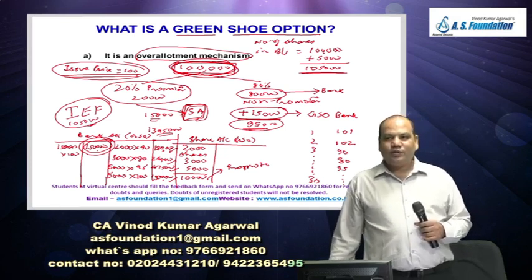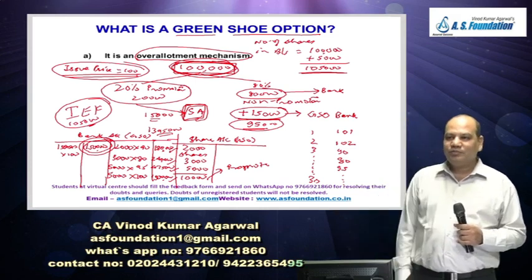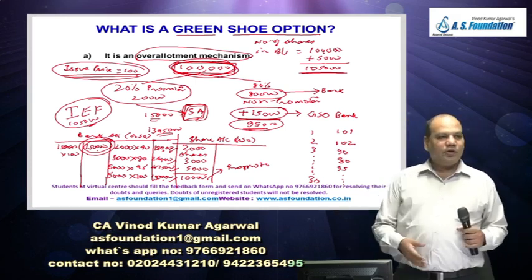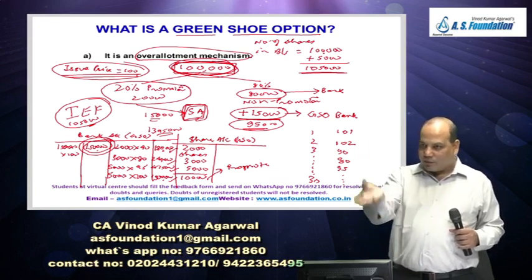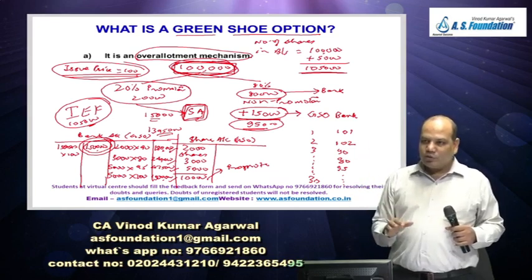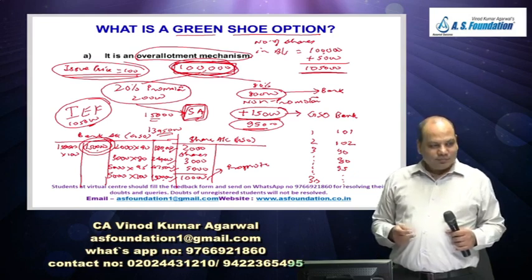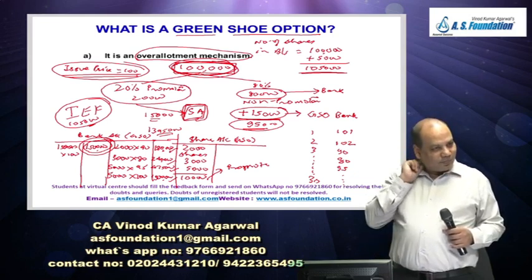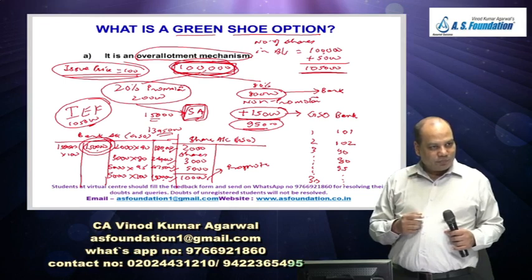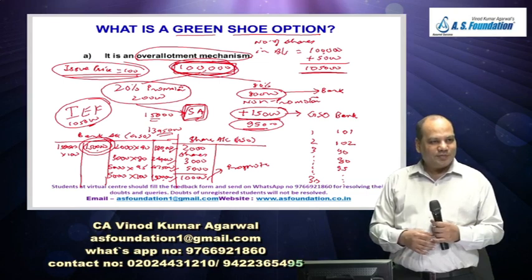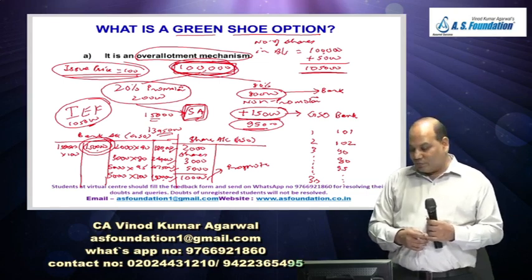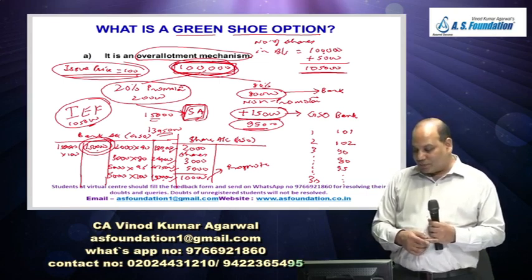will not be transferred to the promoter. The promoter got his shares now. The promoter had given me 15,000 shares. I have returned them. The promoter is happy. But under the green shoe option it is okay.